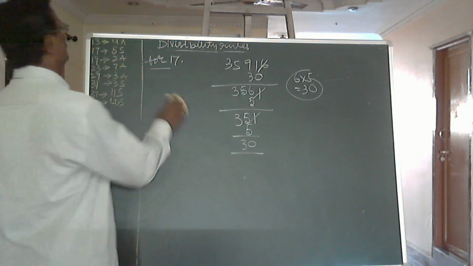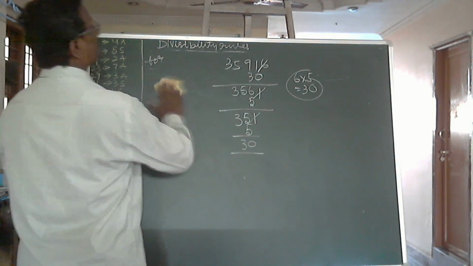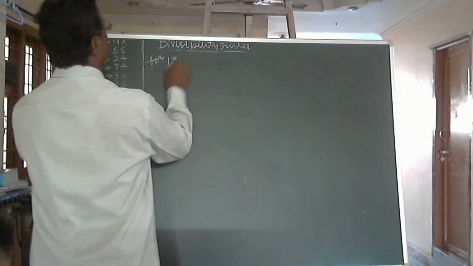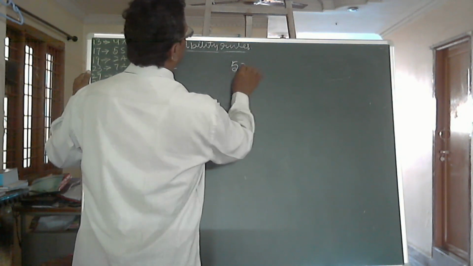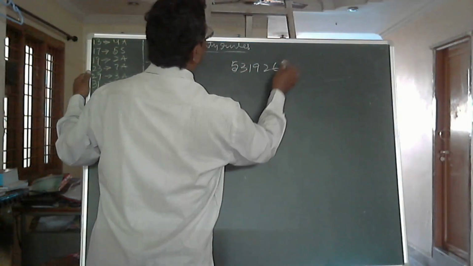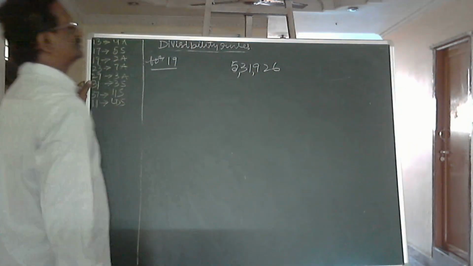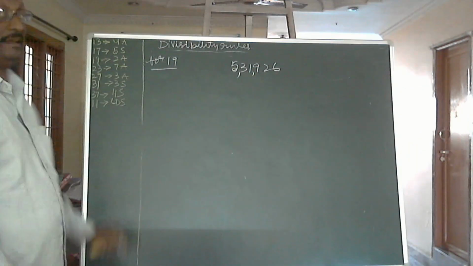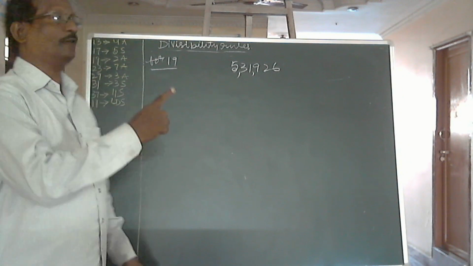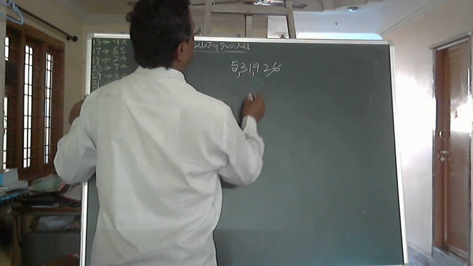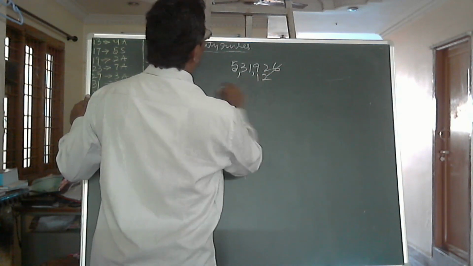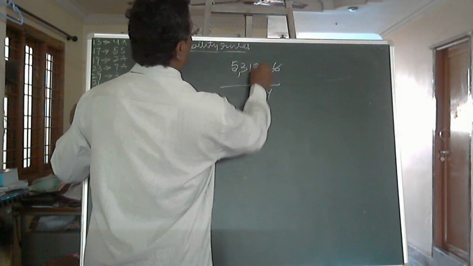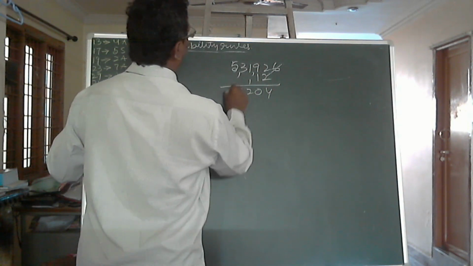Next, for 19. Here, 5 lakh 31,926. For 19, the last digit twice we have to add. Cut this, 2 times we have to add. 2 times 6 is 12. 2 plus 2, 4. 9 plus 1, 10. This is 2, 3, 5.